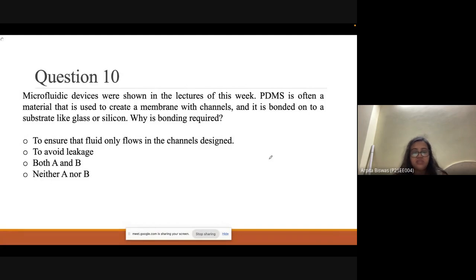The first option is to ensure the fluid only flows in the channel design. The second is to avoid leakage. The third option is both A and B, and the last option is neither A nor B. So please go through the question carefully and try to give the answer. Take your time, but at least try.